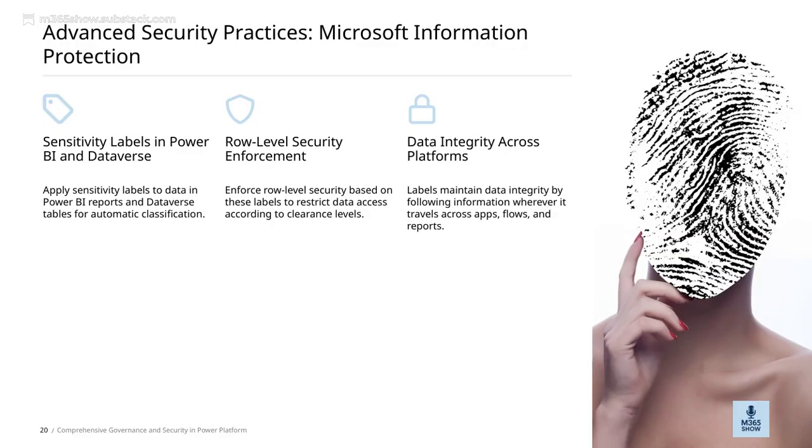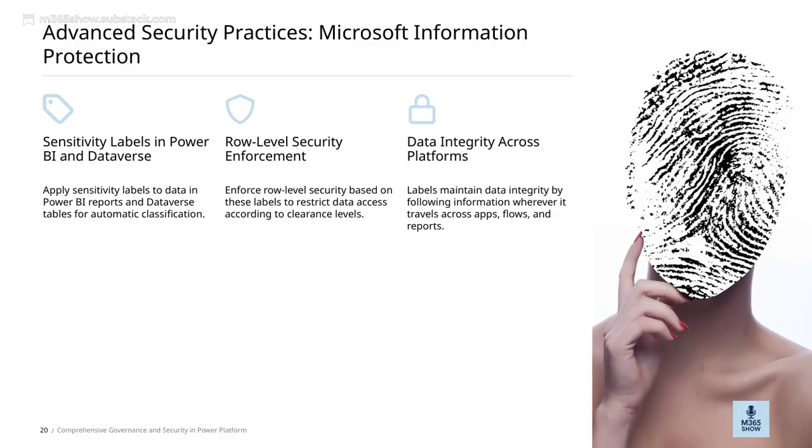Next, we can enforce row-level security based on these labels. This means we can restrict access to specific data depending on a user's clearance level, adding an extra layer of security that's dynamic and precise. Additionally, sensitivity labels are applied to data within Power BI reports and Dataverse tables. This automatic classification helps us ensure that sensitive information is properly identified and protected without adding extra manual steps.